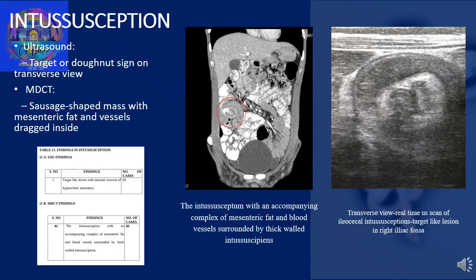Intussusception was found in 3 patients. On ultrasound, the target sign was seen, as shown in the image. The prolapsing part of the bowel is the intussusceptum, and the outer part is the intussuscipiens. On CT, a sausage-shaped mass was seen with mesenteric fat and vessels dragged inside, as shown in the image.